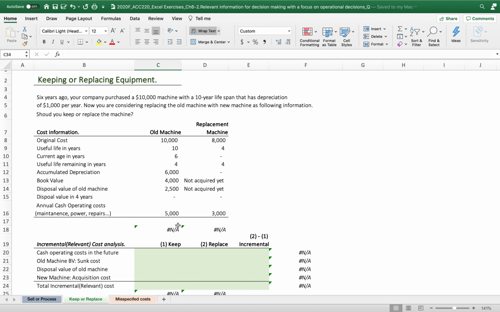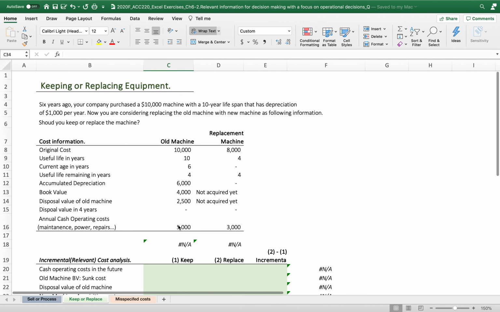So let's take this example. Six years ago, your company purchased a $10,000 machine with a 10-year lifespan that has depreciation of $1,000 per year. Now you are considering replacing the old machine with a new machine, with the following information. Should you keep or replace the machine?